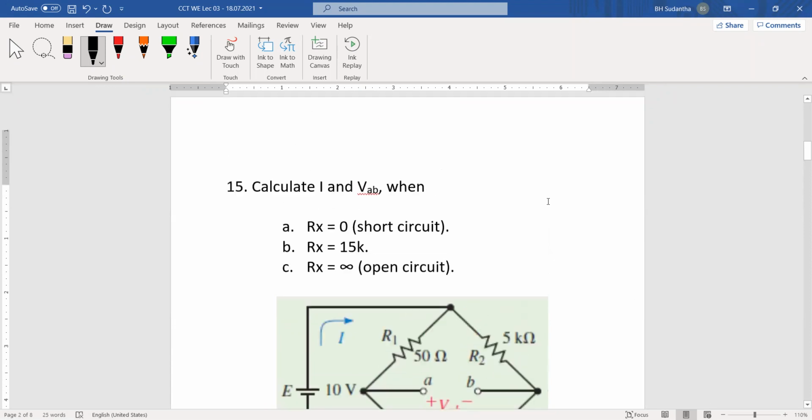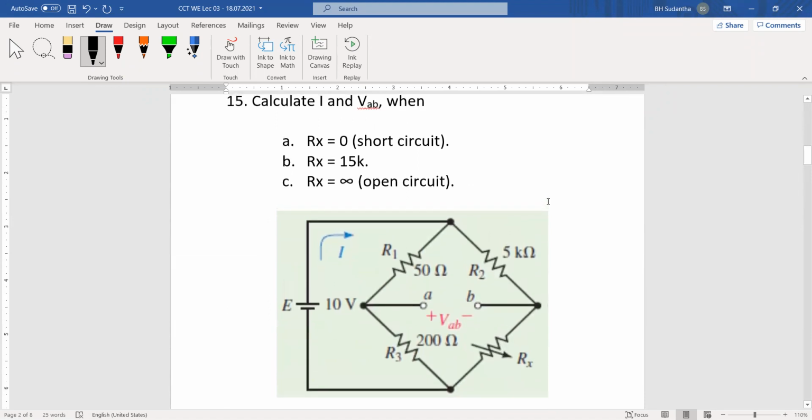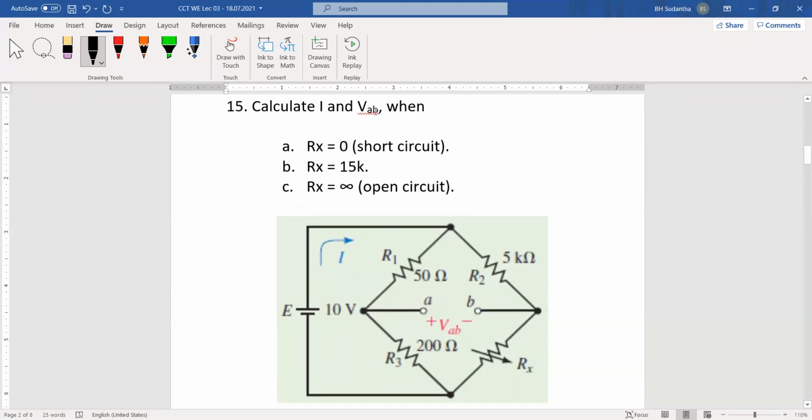Okay, if you are okay with the previous one, there is no problem. You can try this one. Here again, we have to find VAB, and the only difference between this question and the previous question is that here Rx is a variable. One time Rx is 0, then it may be 15K, and next time it's infinite resistance, open circuit. Then you have to work out 3 times to find the answers for VAB.